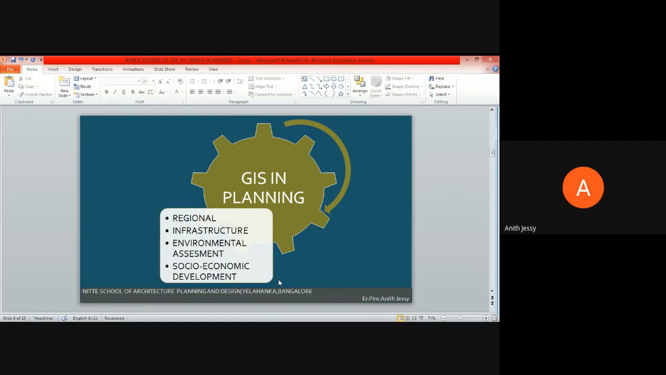Both the physical and the social infrastructure, the spatially available services, and how they are connected with one another. The environmental assessment is something which we can understand based on the degradation of water bodies and the exploitation of the available resources. The growth in urbanization results in an increase in urban heat islands. So all these are something which we can understand spatially using GIS.